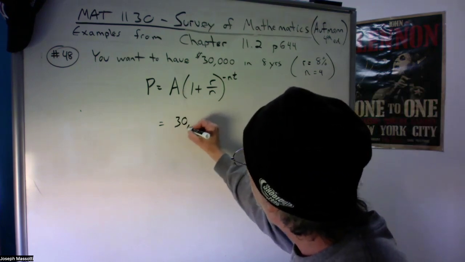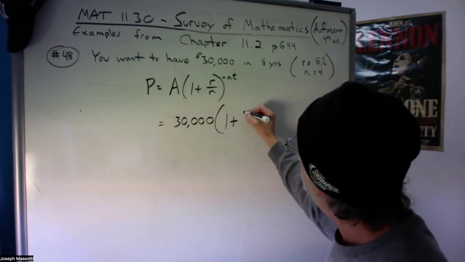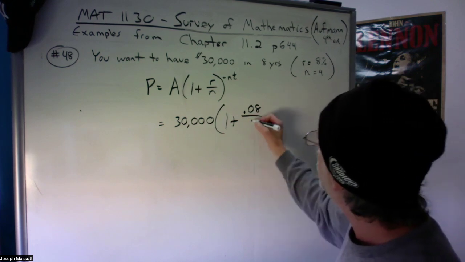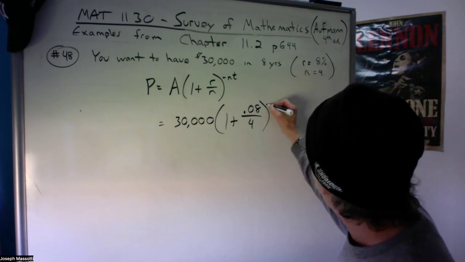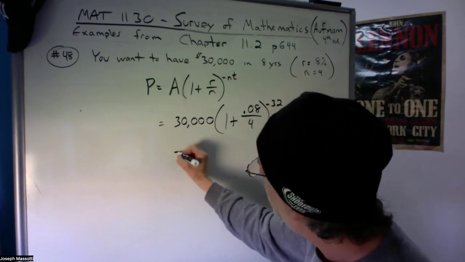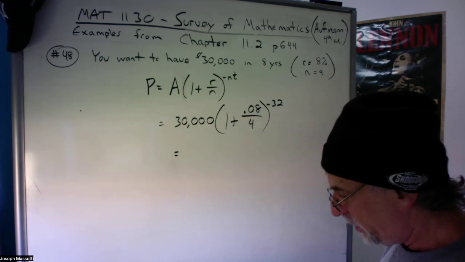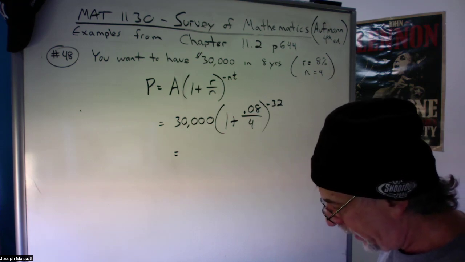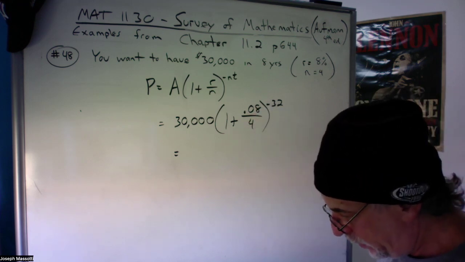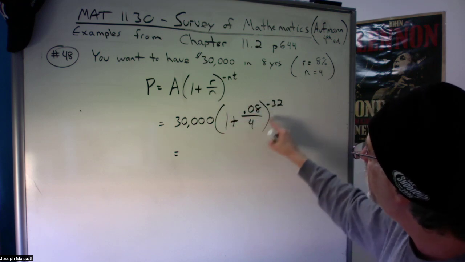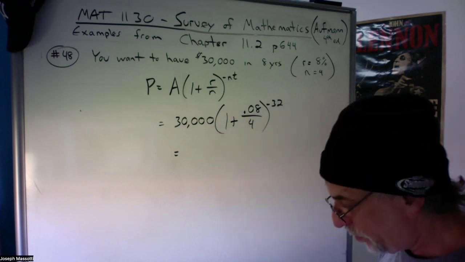So we plug those values in, 30,000. The rate is 8%, so 0.08 quarterly. And N times T is going to be 32, so a negative 32. All right, and we've been over this on the calculator. We work within the parentheses first, so 0.08 divided by 4. Get this value, add 1 to it. Now we have what's inside the parentheses. We raise that to the negative 32, and then we multiply by 30,000.